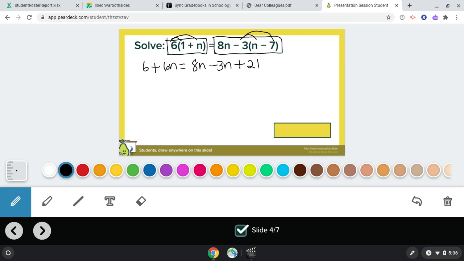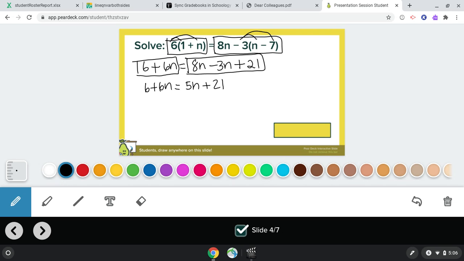This side is simplified, but this side I can combine like terms, 8n and -3n. So I'll bring this one down. 8n minus 3n is 5n.